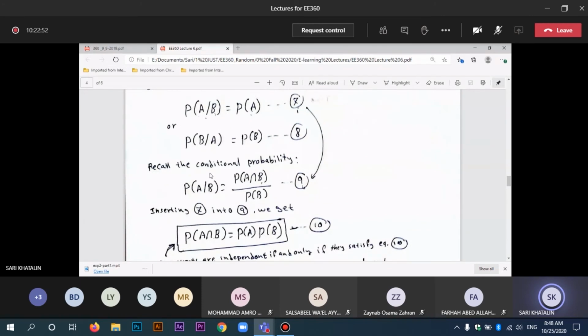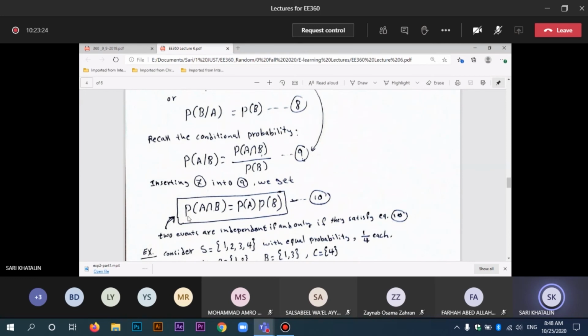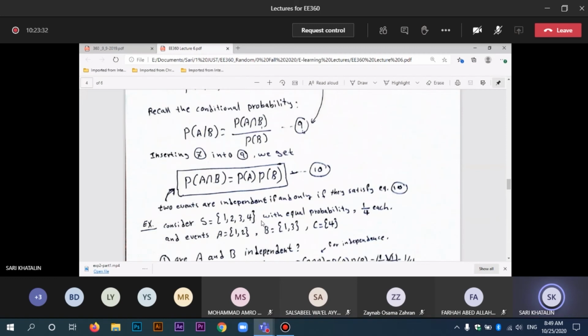Now, if you recall the definition of conditional probability, the probability of A given B, for example, is equal to the probability of the intersection of A and B divided by the probability of B. Now, if we take equation 7 and plug it into equation 9 right here, you will end up with equation 10, which says the probability of the intersection of A and B is equal to the probability of A times the probability of B. So for two events to be independent, they would have to satisfy equation 10.